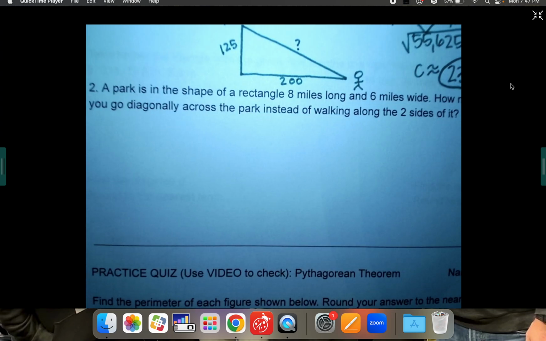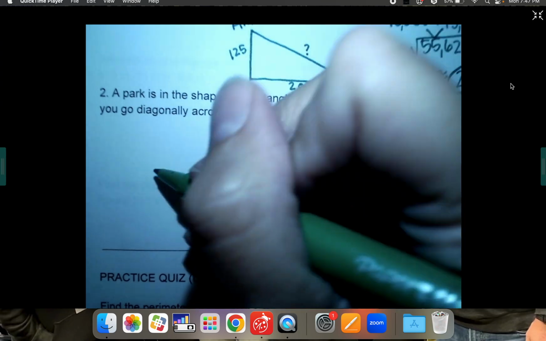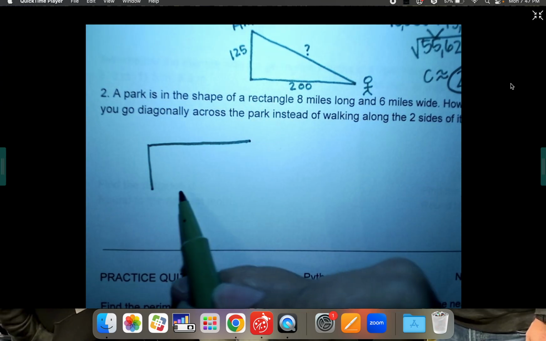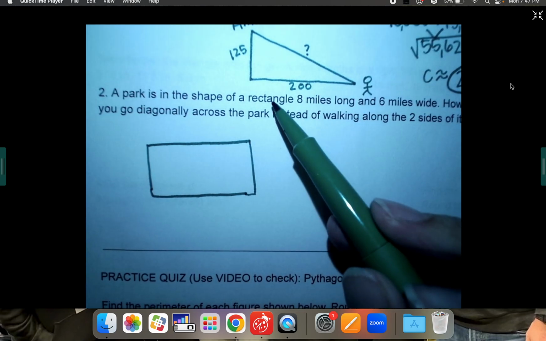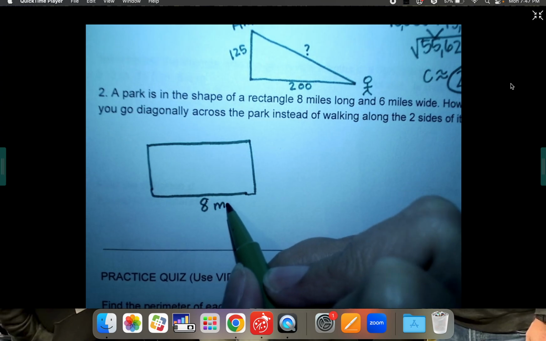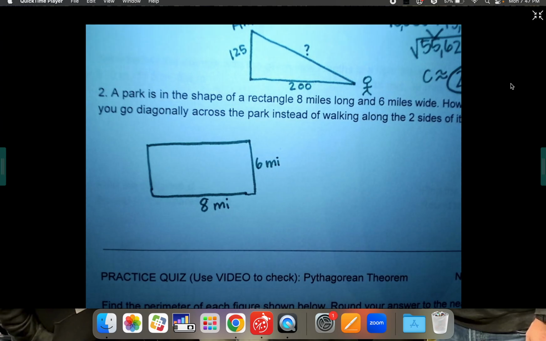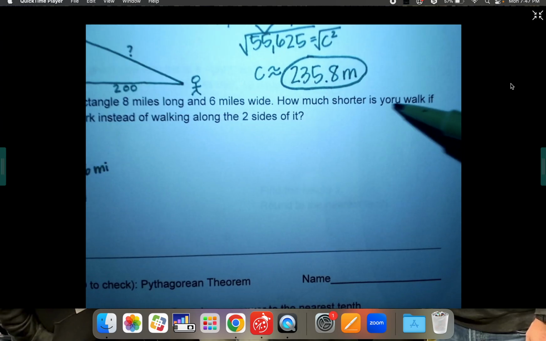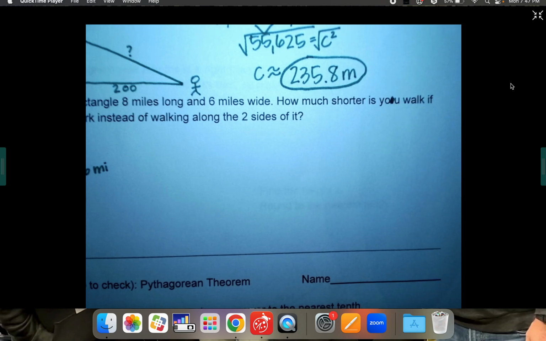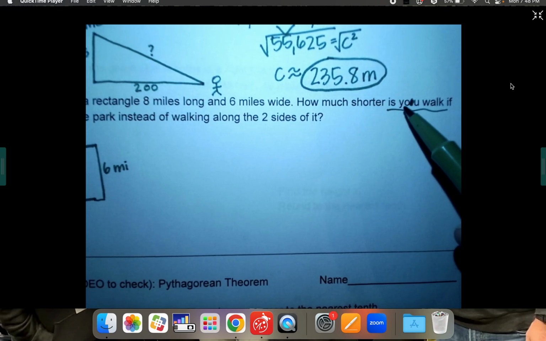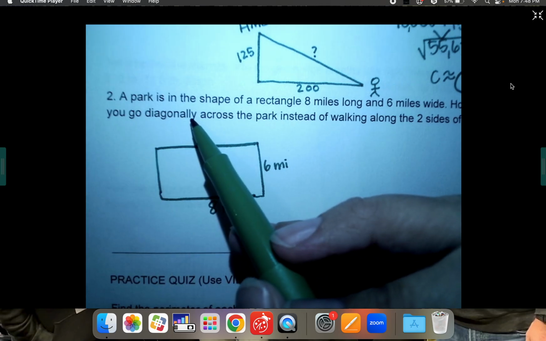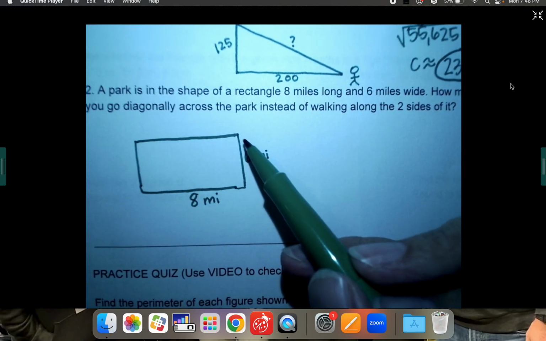Okay, number 2 says that a park is in the shape of a rectangle. So this kind of reminds me of the soccer problem. So draw your rectangle. It's always good to draw out what you're doing. It's a rectangle that's 8 miles long by 6 miles wide. How much shorter is it? Oh my gosh, there's another typo. Sorry. It's supposed to say how much shorter is it if you walk diagonally across the park instead of walking 8 plus 6, the two sides of it.